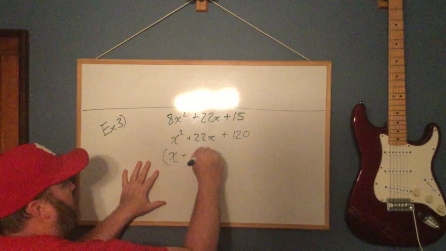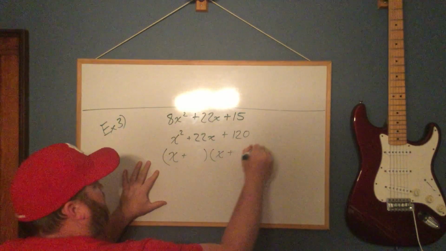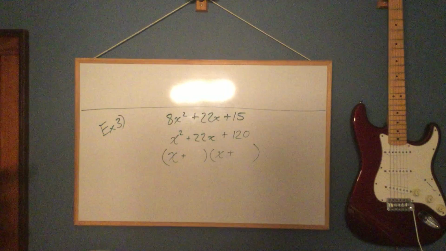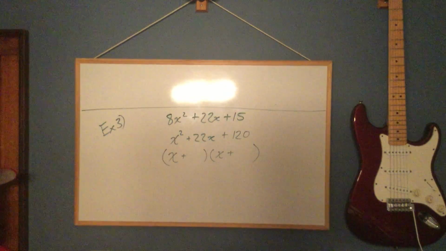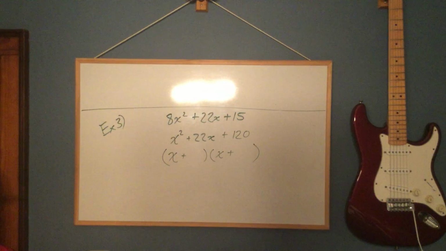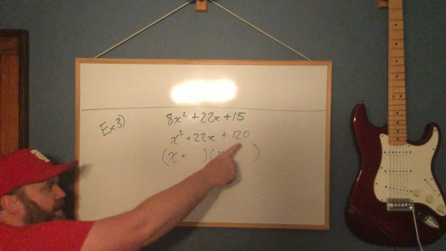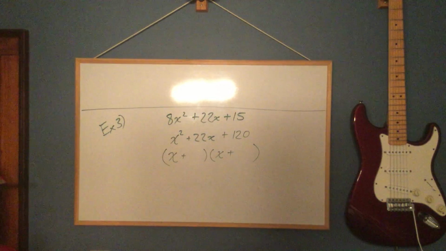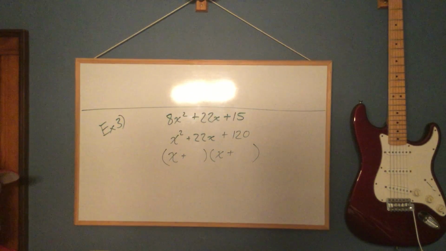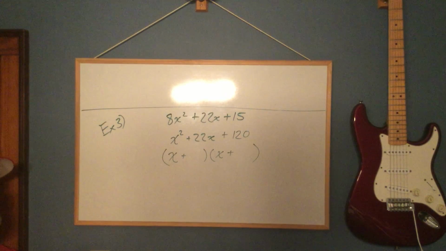So I got x plus and x plus. And now I need to find two numbers whose product is 120 and whose sum is 22. That is the downside of this method. You end up with pretty big numbers over here. But if you have a calculator, which you do, you're at home, you can use a calculator. Even if you were at school, you could use a calculator.